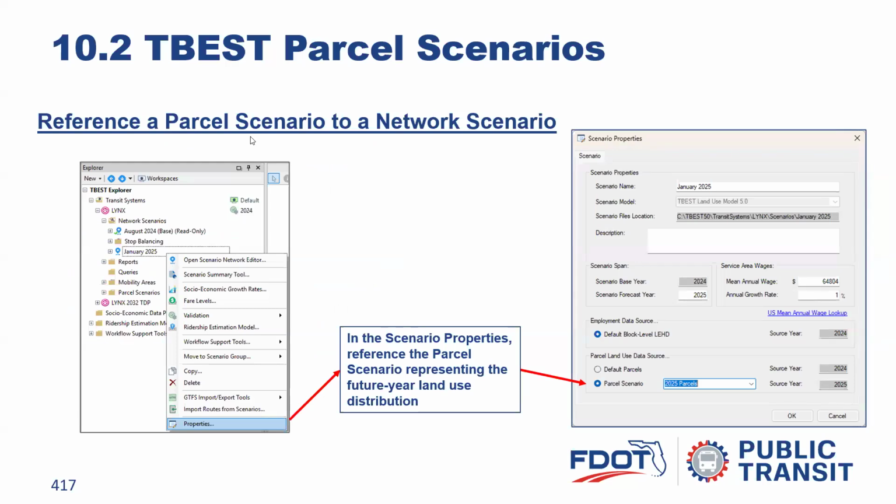So once you've created your parcel scenario, you can go to the properties of a network scenario. So this is a January 2025 network scenario. Go to the properties for it. We've looked at properties before, so you're familiar with this. But instead of using the default parcels, you're going to select the parcel scenario that you want to attach to that. So that every time you run the TBEST model or you run a market analysis, instead of using default parcels, it will use the parcel scenario.